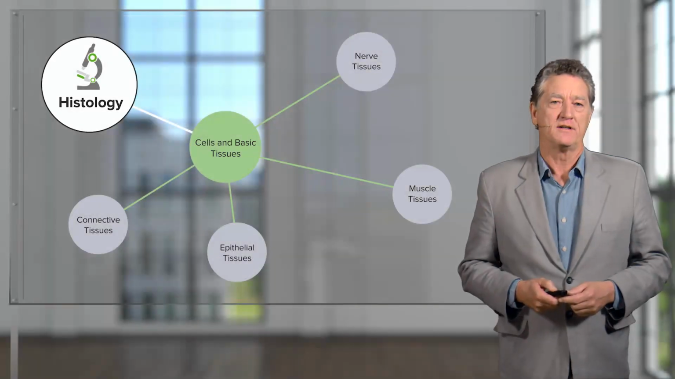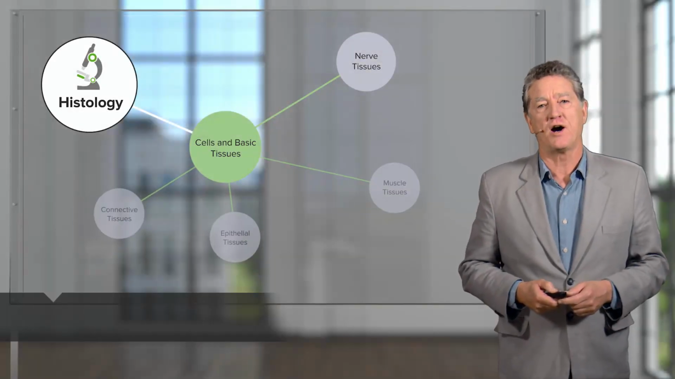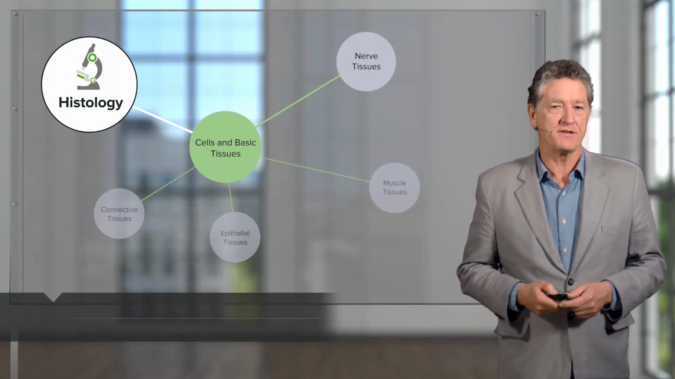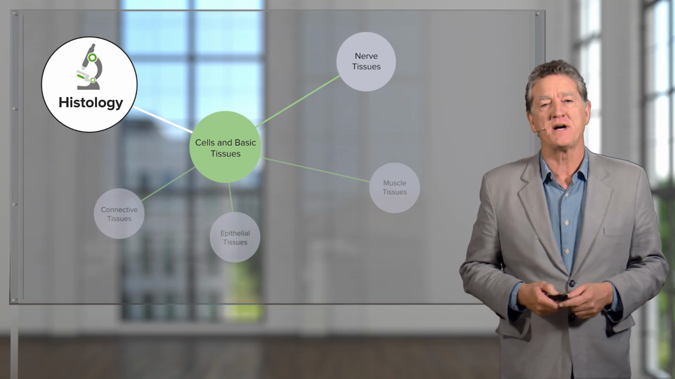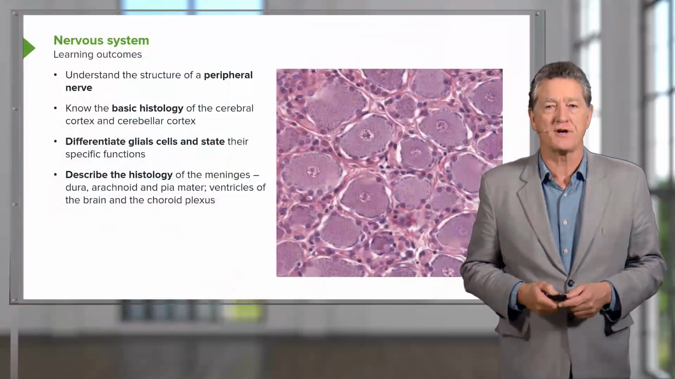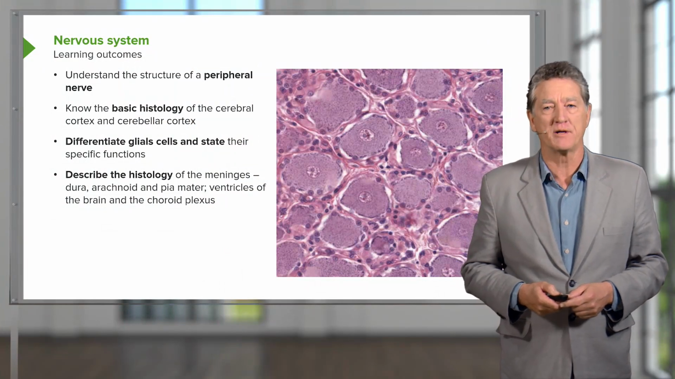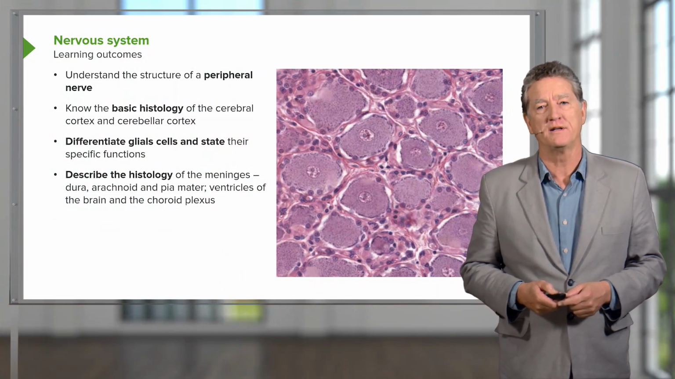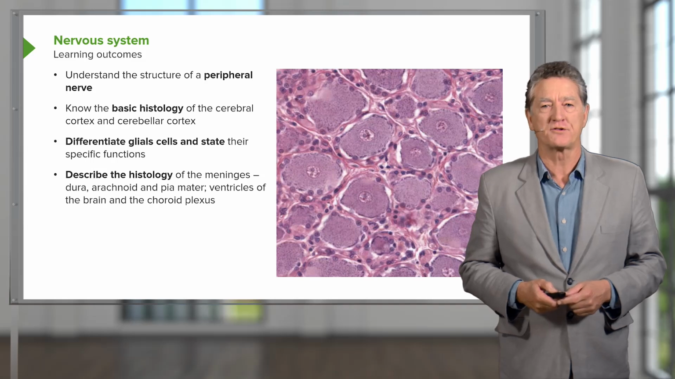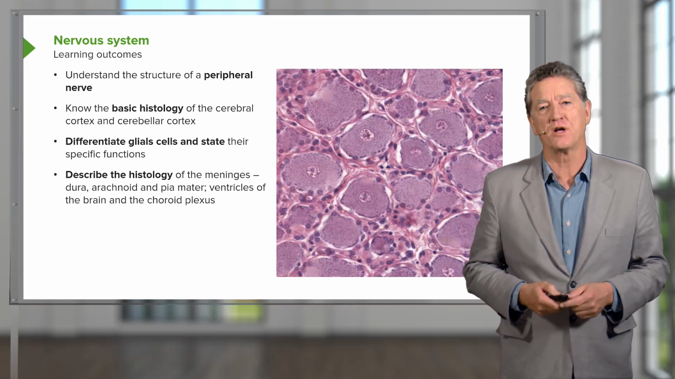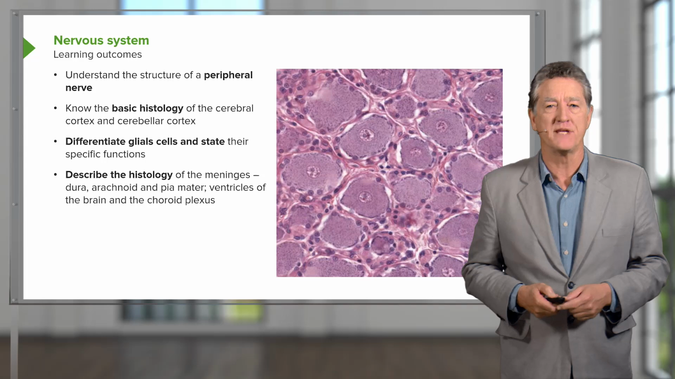In this lecture, I would like to cover the structure of peripheral nerves and the brain. At the end of the lecture, I'd like you to have some understanding of the structure of a peripheral nerve, of the basic histology of two very important components of the brain. I'm going to describe how nerve cells are supported by glial cells, and also how the brain and spinal cord is protected by the meninges.